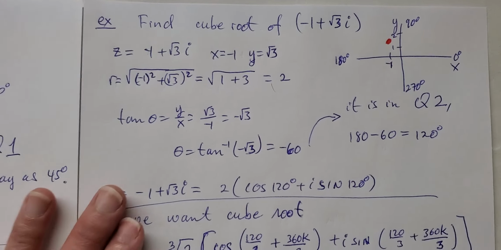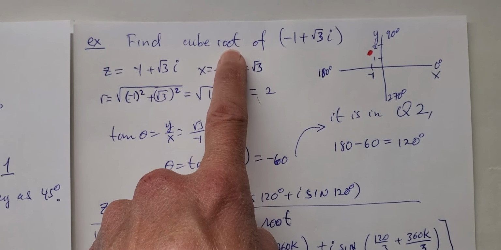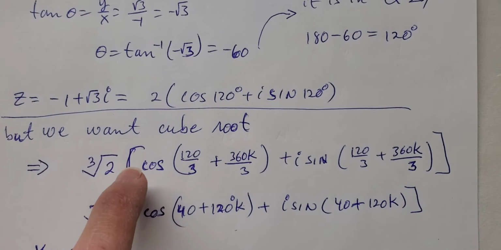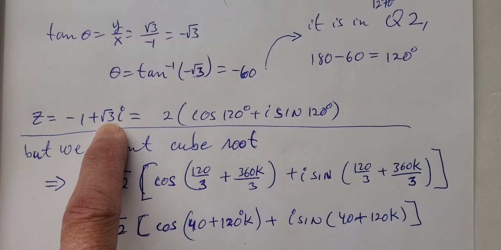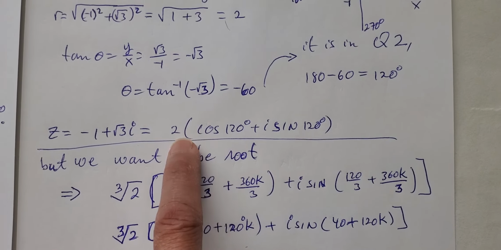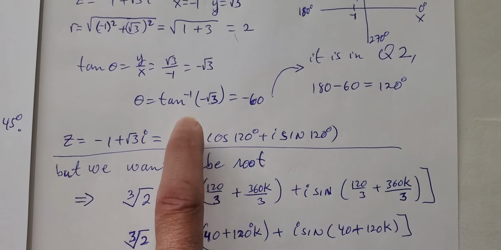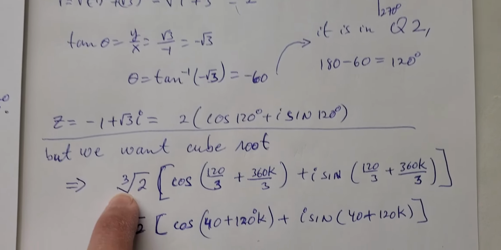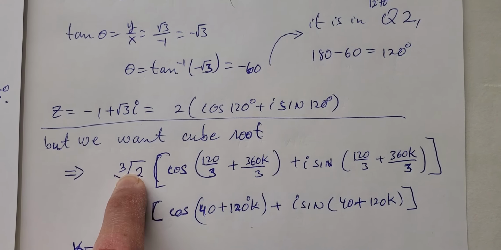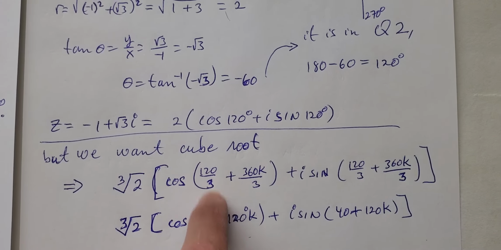But this is not what we want. What we want is the cube root. So we're going to cube root this 2. That's where the cube root comes from. And then since we're taking the cube root of the whole thing, we're going to divide 120 by 3. That's where the 3 comes from.